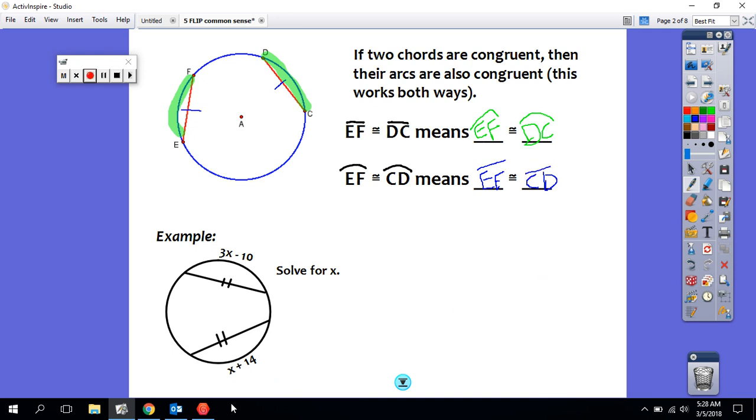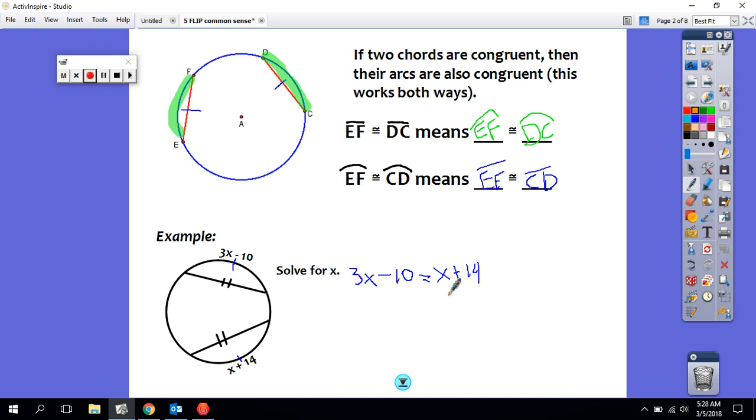Alright, so in our example here, notice that the two chords are marked as congruent. We have those little congruence marks, so I know the chords are congruent. That tells me then that the arcs are congruent. So I could write an equation. Remember, congruent means equal to, so I could write the equation then that 3x minus 10 is equal to x plus 14. Alright, and then I would just have to solve the equation.